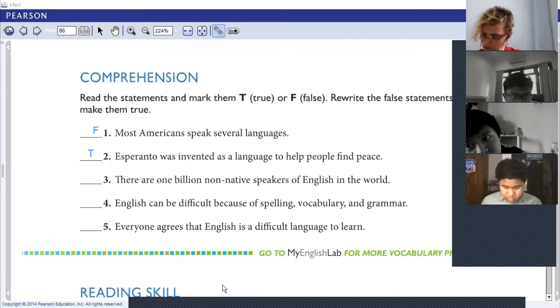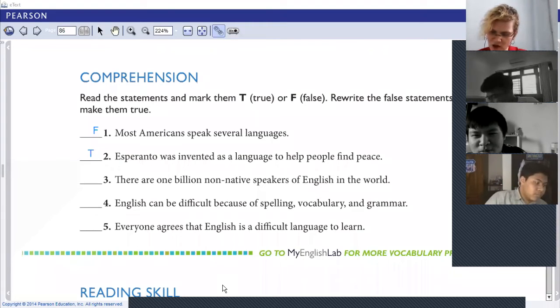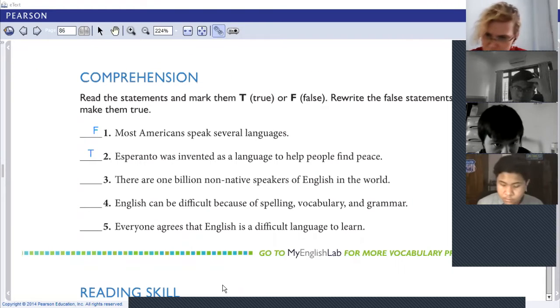See, this is the thing. I only looked for evidence for the false ones. I didn't look for evidence for the true ones. Yeah, I didn't look for evidence, but it is true though. So 2 is true. What about 3? There are 1 billion non-native speakers of English in the world.